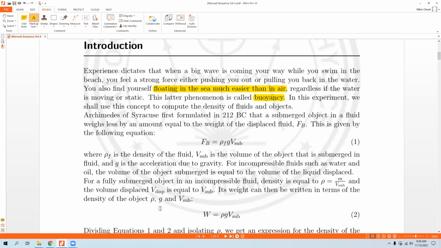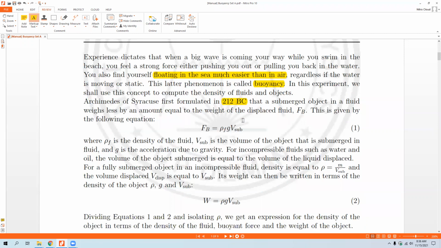So the concept of a buoyant force goes way back. So 2,200 years na rin na nakalipas. So basically, it says that a submerged object in a fluid weighs less by an amount equal to the weight of the displaced fluid. So ito ay given as the following equation, F sub B, where ito ay rho sub F is your fluid density, G is just your acceleration due to gravity, 9.8 meters per second squared, and V sub is the volume of the object submerged.